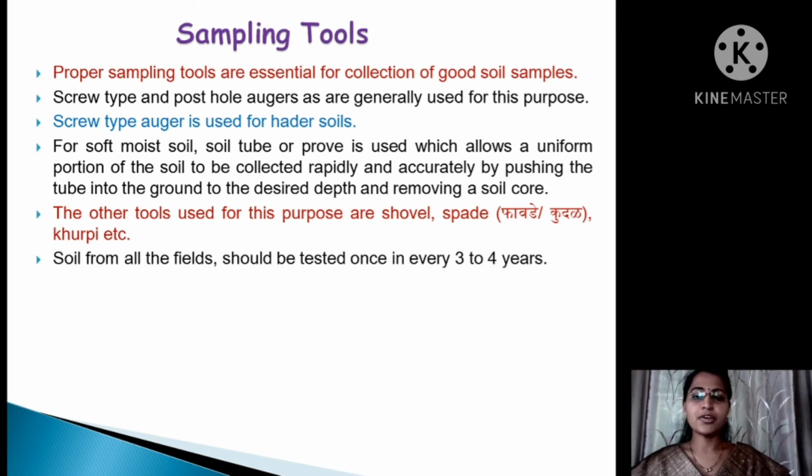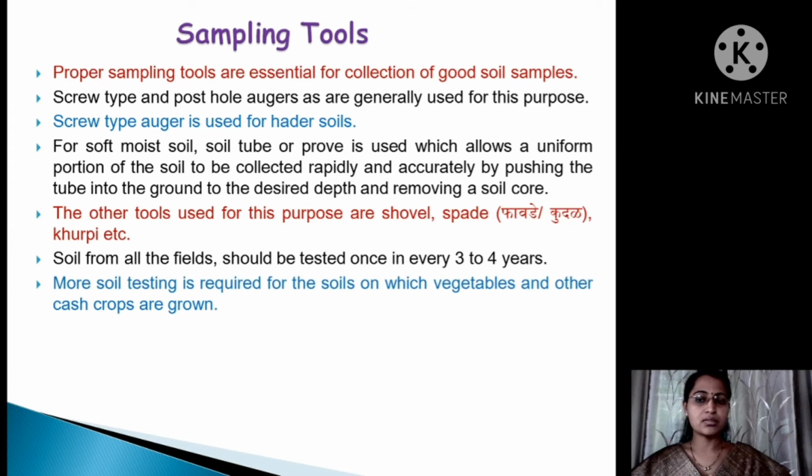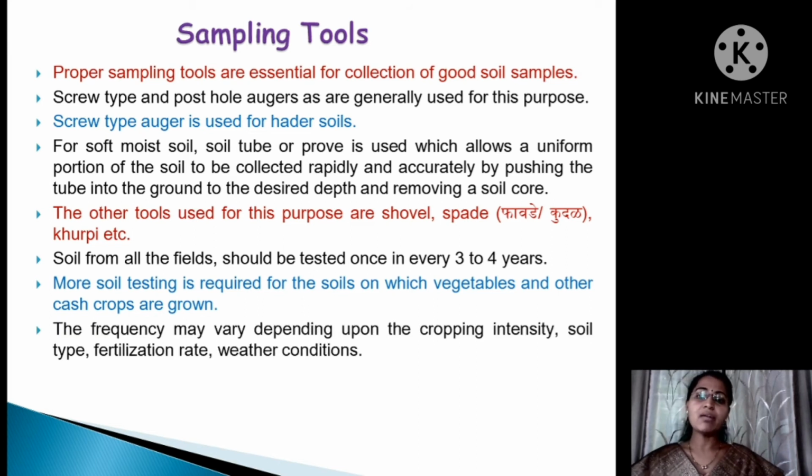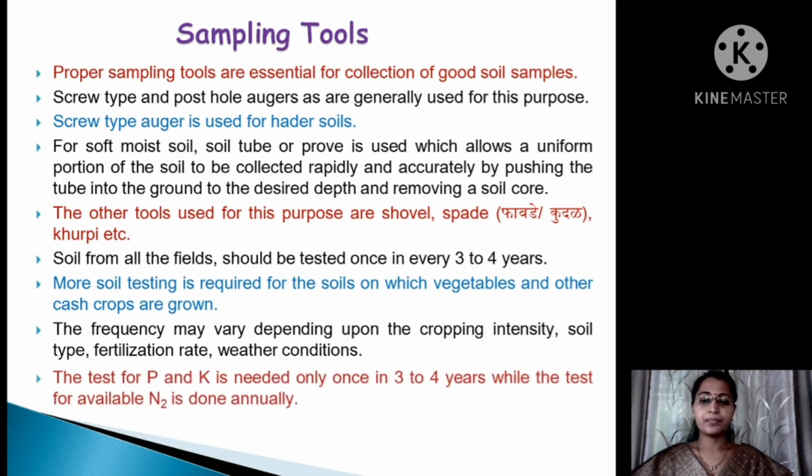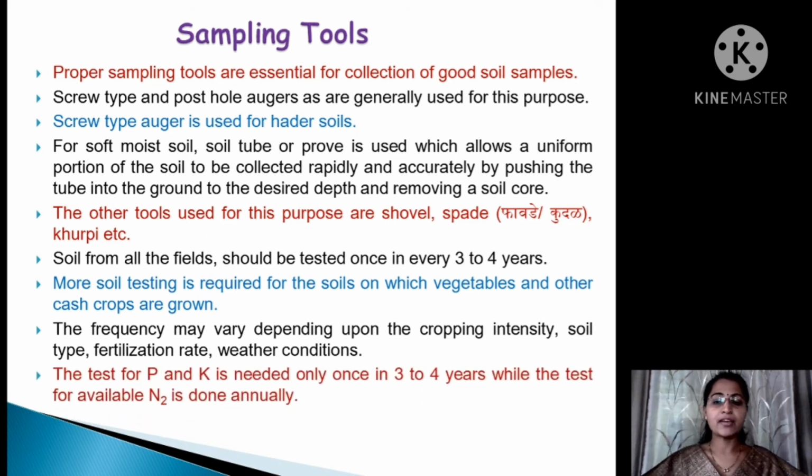Soil from all the fields should be tested once in every 3 to 4 years. More soil testing is required for the soils on which vegetables and other cash crops are grown. The frequency may vary depending upon the cropping intensity, soil type, fertilization rate and weather conditions. The test for P and K is needed only once in 3 to 4 years, while the test for available nitrogen is done annually.